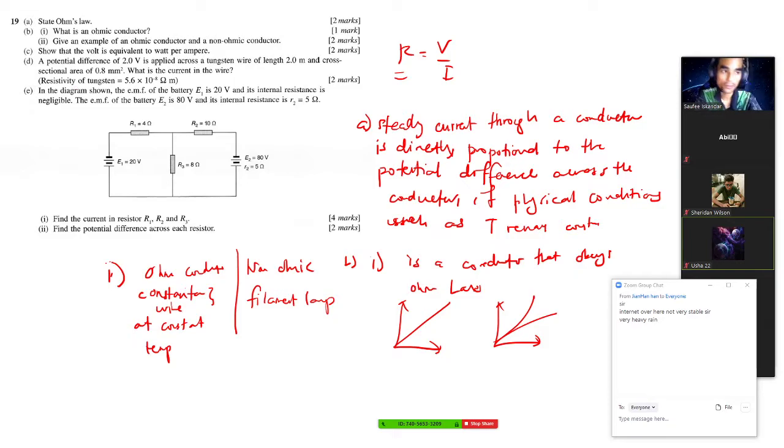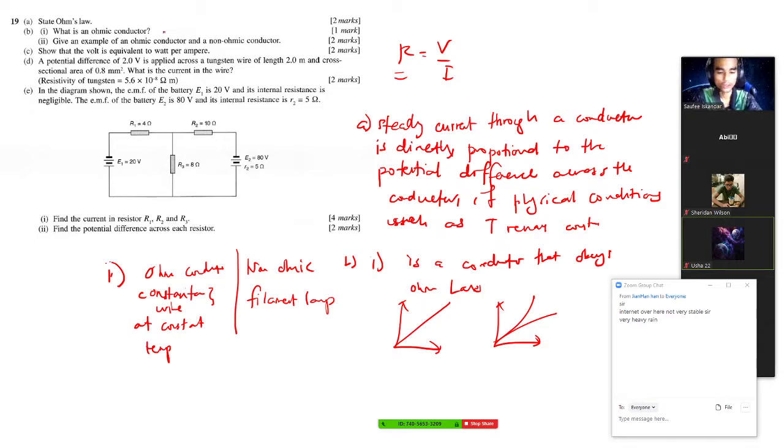C: what is a filament lamp? A filament lamp is a wire that we use to light up a lamp. Inside the bulb there will be a wire, you can see it from outside the glass. That coil you see inside is the filament wire. It does not obey Ohm's law.